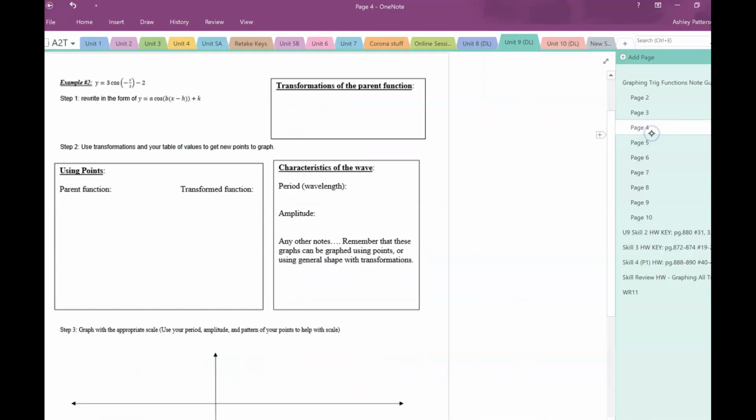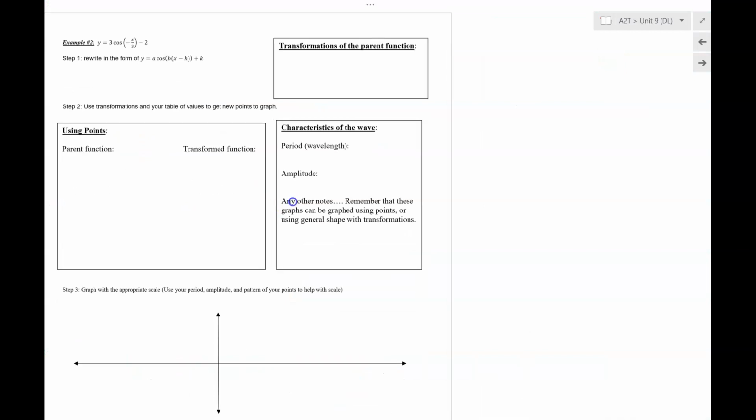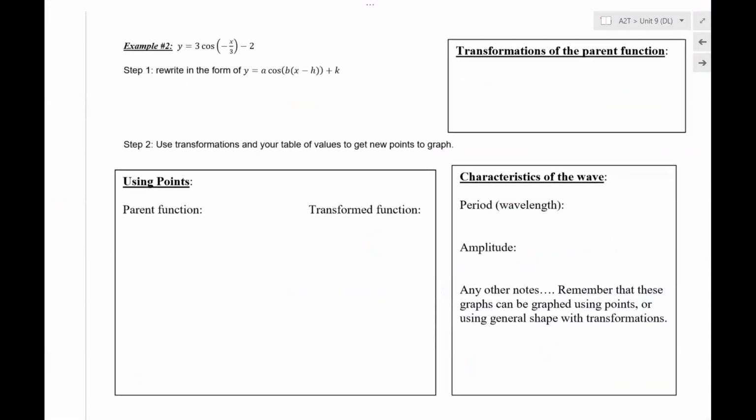Go to page 4 with me, please. Okay, so example number 2, again, always factor out a b value, if possible. So y is going to be equal to, our a value is 3. So that's our amplitude. Cosine of -1/3 times x minus 2. Okay, so since our amplitude is 3, since a is 3, we're going to have a vertical stretch.